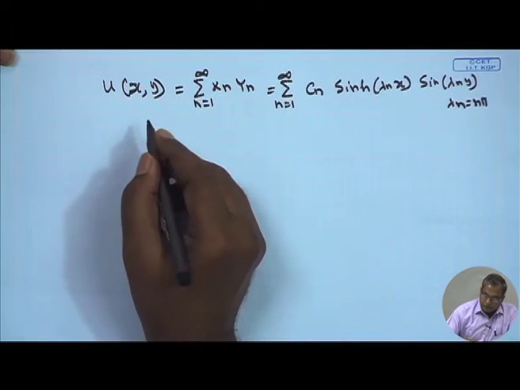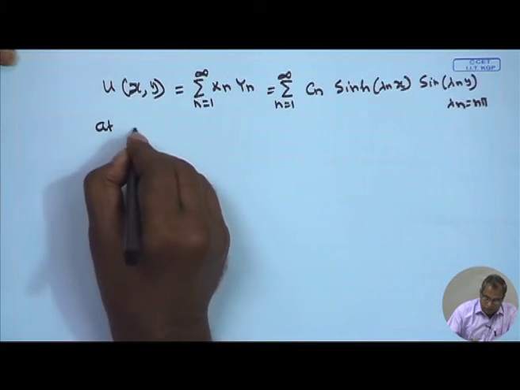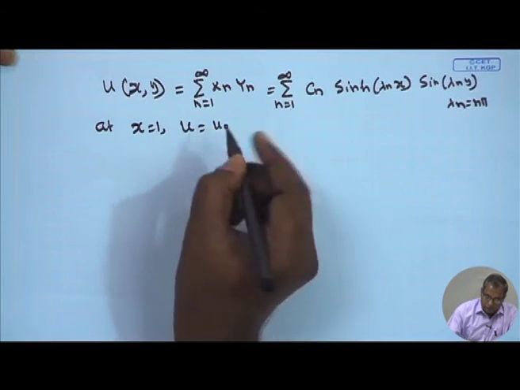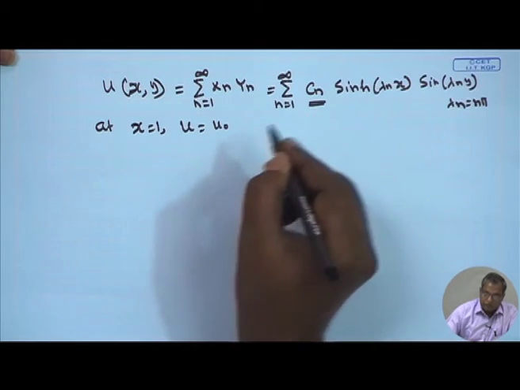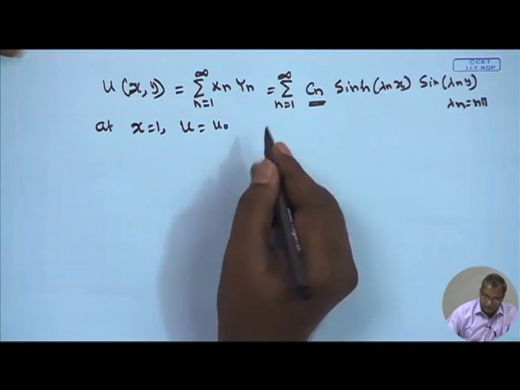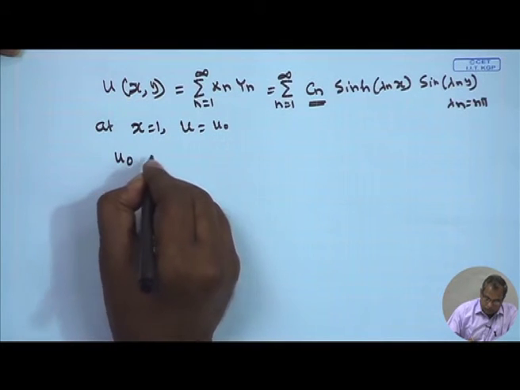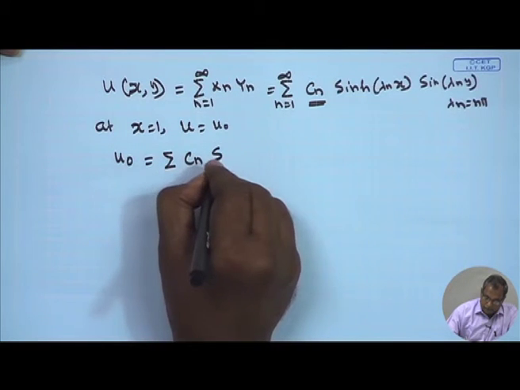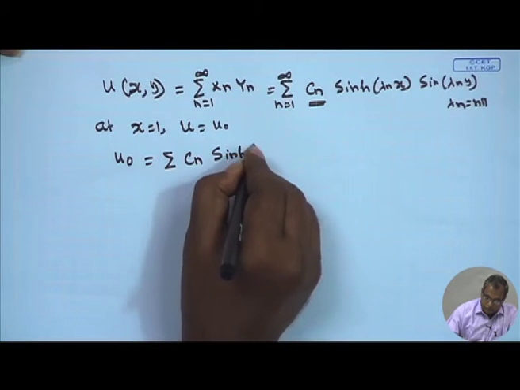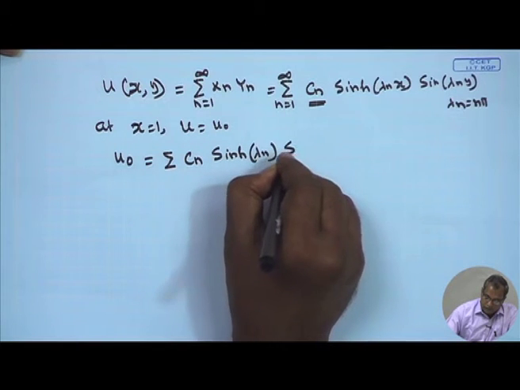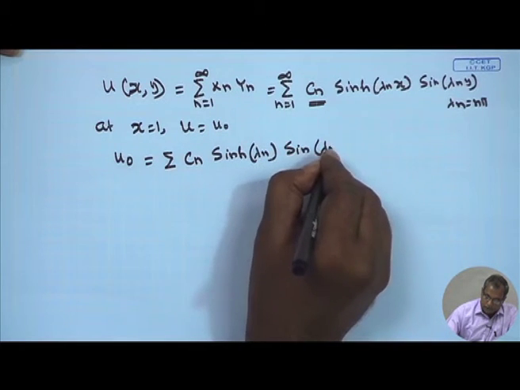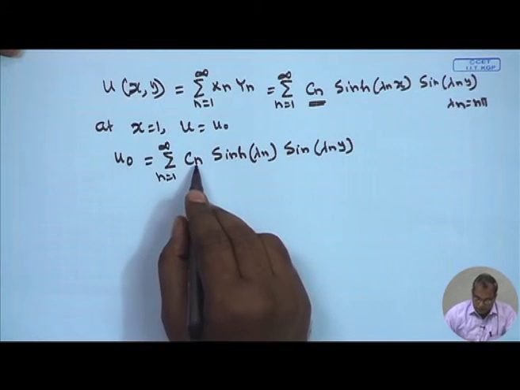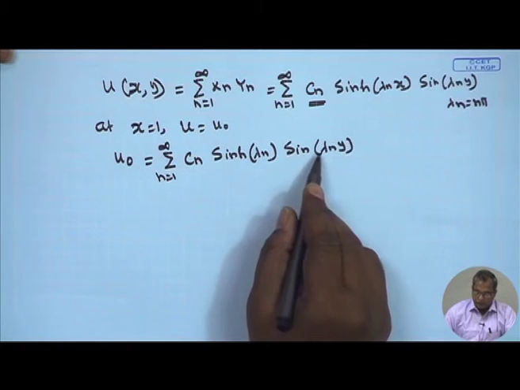Now, we will be utilizing the boundary condition of the original problem at x = 1, u = u0, to evaluate the undetermined constant, the leftover coefficient cn. So, u0 = summation cn sinh(λn) sin(λn y). Then we will be evaluating cn by utilizing the orthogonal property of the sine function.